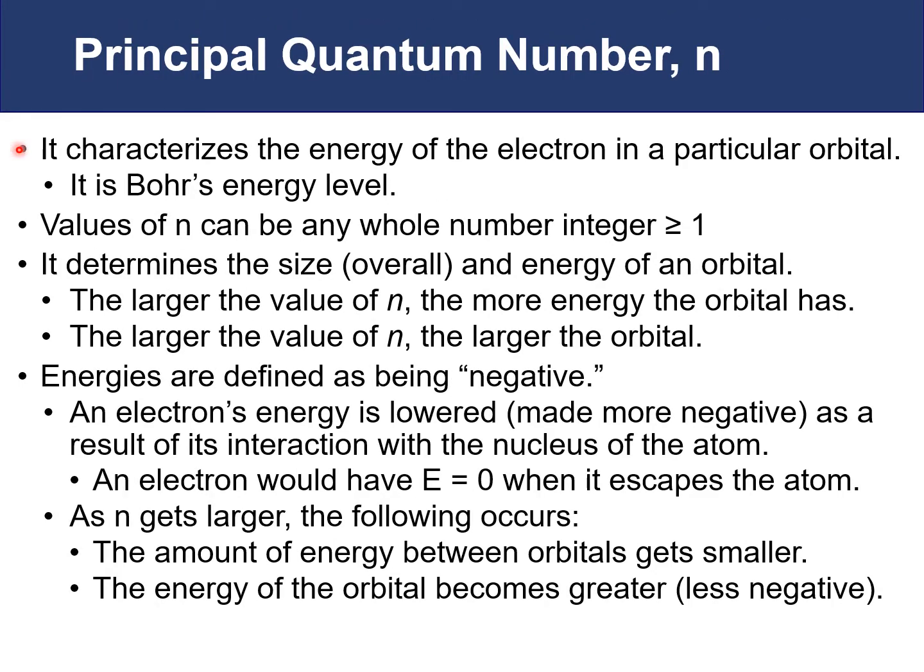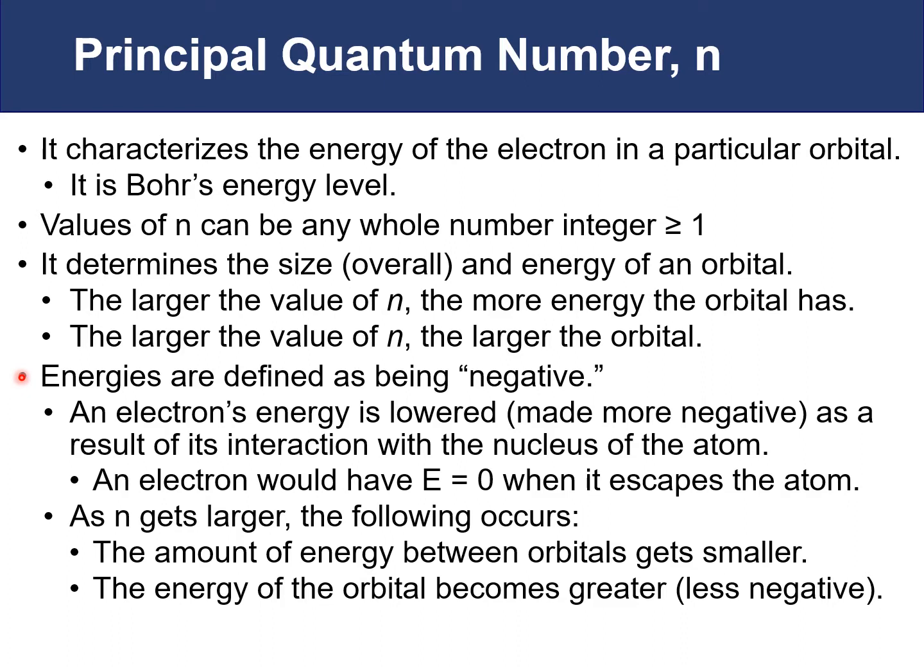The first of the quantum numbers is called the principal quantum number, and again is given the symbol n. It characterizes the energy of the electron in a particular orbital. It is what we were using in Bohr's model to describe the different energy levels. Values of n can be any whole number integer, 1 or greater. The principal quantum number will determine the size and energy of an orbital. The larger the value of n, the more energy the orbital has, and the larger the orbital will be.